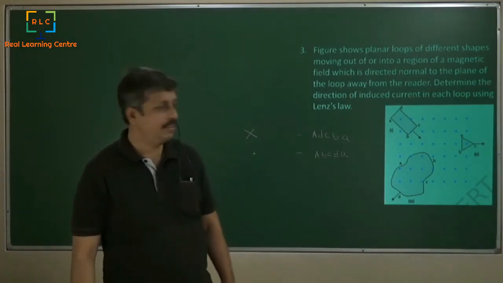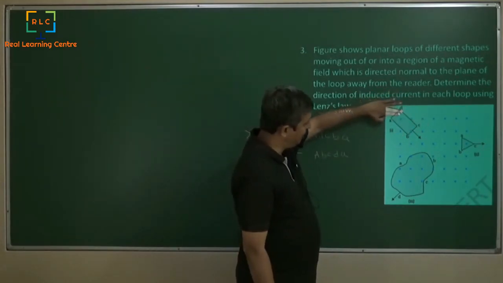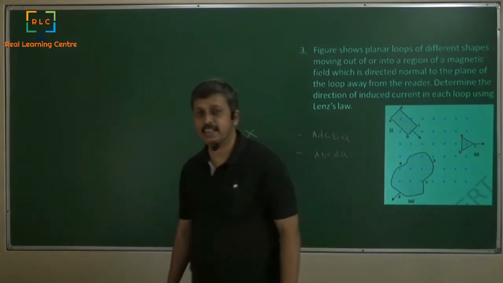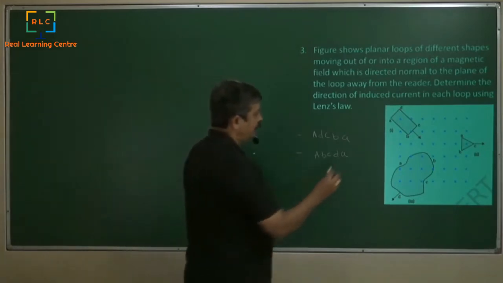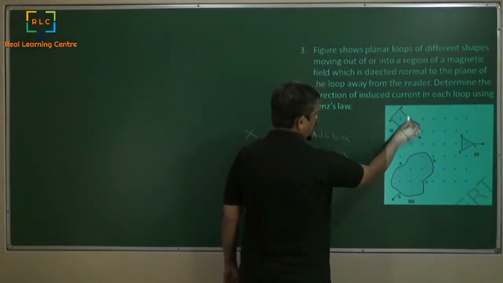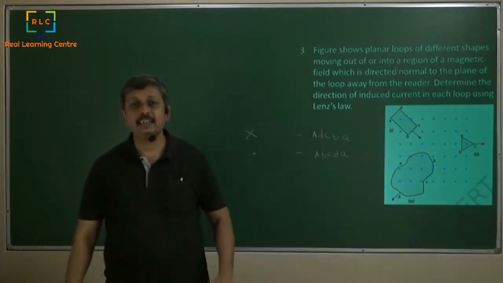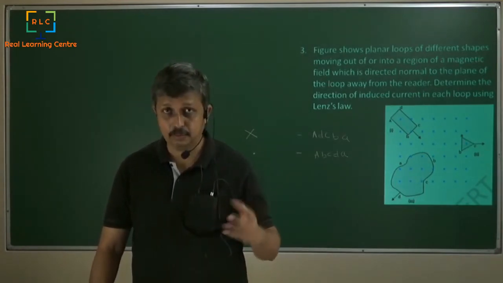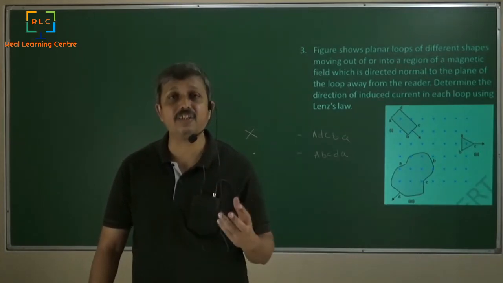What is happening is it is coming from outside, where there is no magnetic field. You can see this area has no magnetic field. It is entering the area of magnetic field. So if you see the amount of magnetic field inside the area covered by the circuit, is it increasing or decreasing? It is increasing. More and more area is getting filled by the magnetic field.